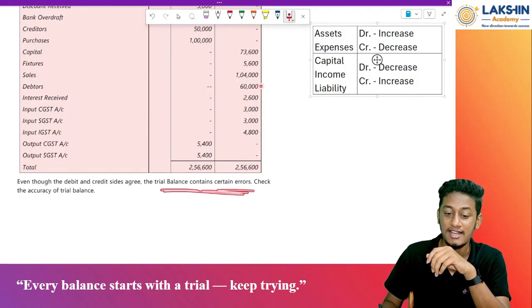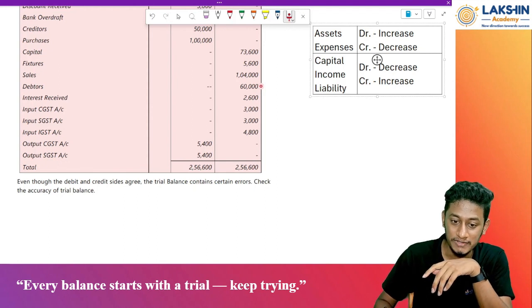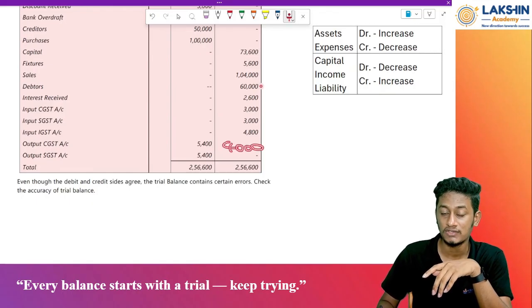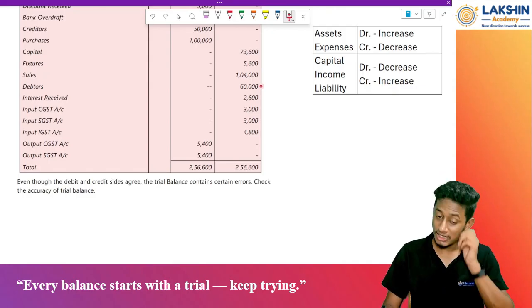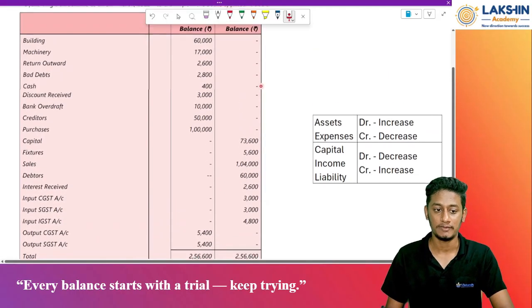There are certain errors, it seems. There is something called compensating errors. Some amount which should have been put on the debit side is on the credit side, but with what amount? With double the amount. Because of this, the trial balance will tally. Okay. Now we need to figure out which are the wrong ones. Let us go on marking one of them.